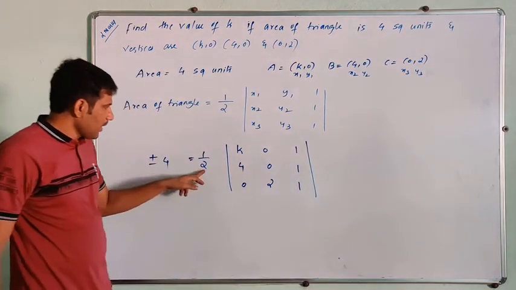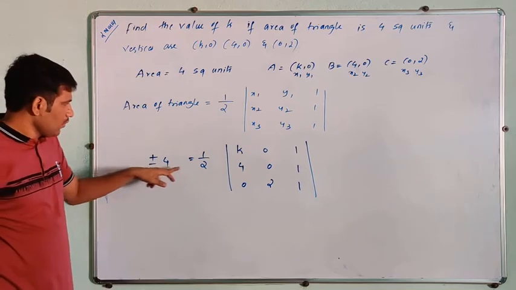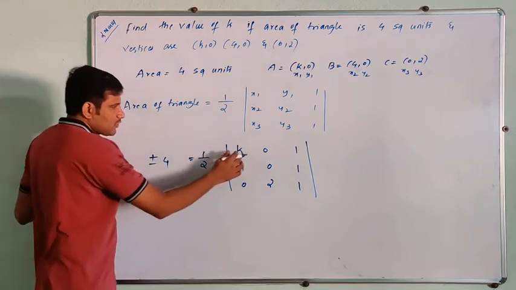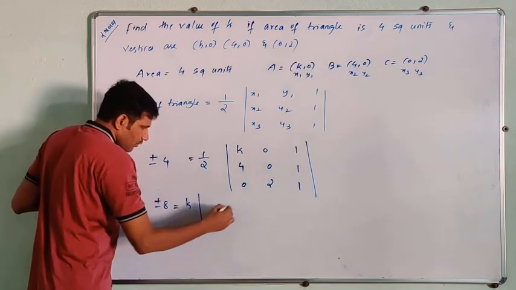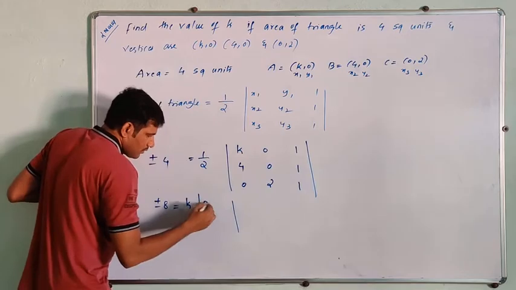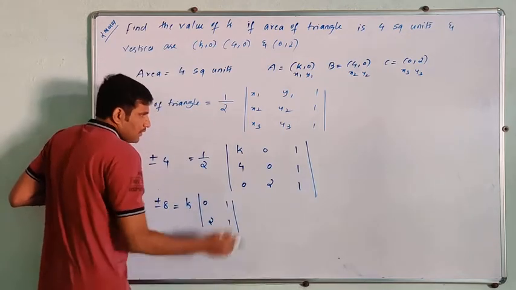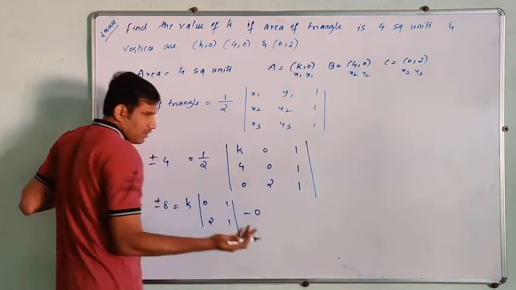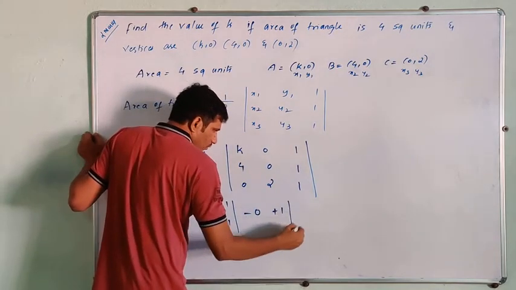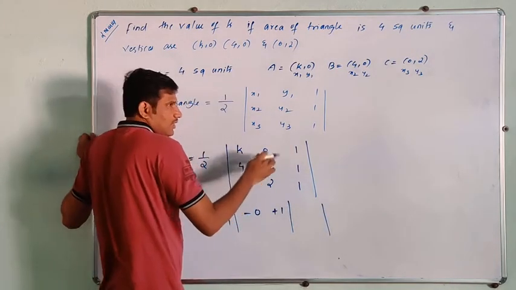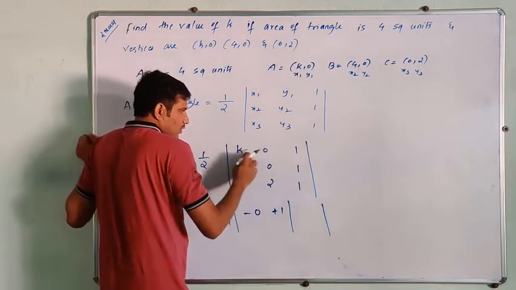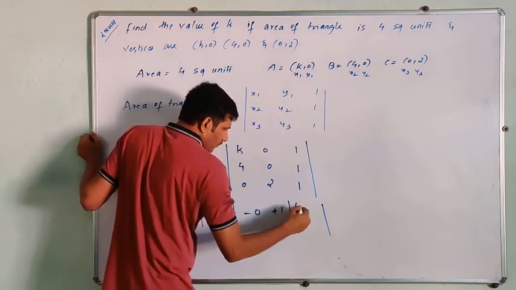Now cross multiply: 2 into plus or minus 4 is plus or minus 8. Now expand this determinant: k into the determinant of 0, 1, 2, 1, leaving this row and column. Then 0 into anything will be 0. Then plus 1 into the determinant of 4, 0, 0, 2, leaving this row and column.